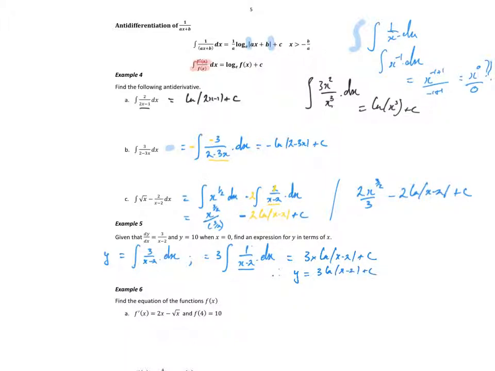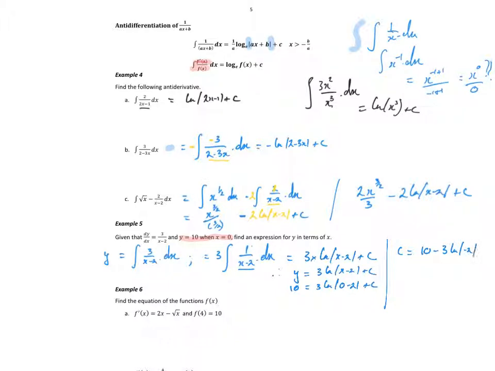We do have an initial condition here somewhere though. What's that? Y is equal to 10 when x is equal to 0. So let's put that in. Y is equal to 10 when x is equal to 0. Actually, there's a good example of what I was saying before. So we get 3 times natural log of 0 minus 2. So if you like, we get c is equal to 10 minus 3 natural log 0 minus 2 is negative 2.